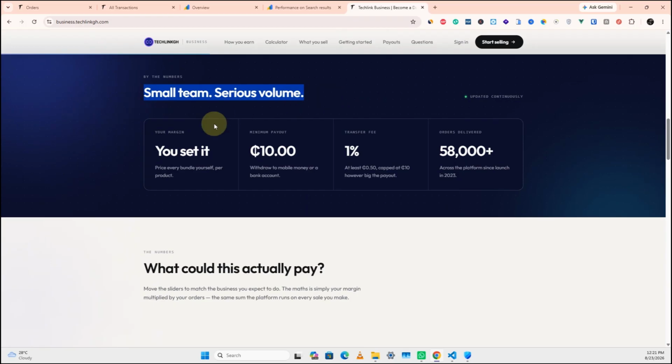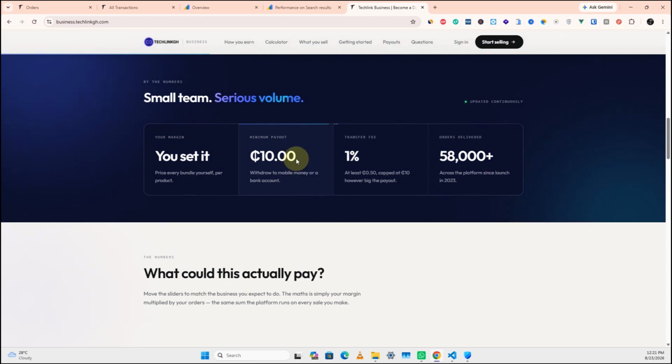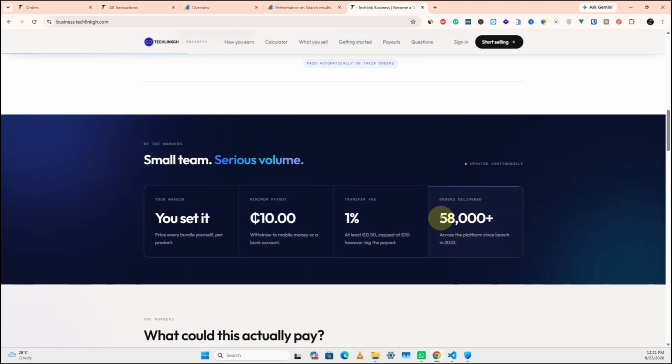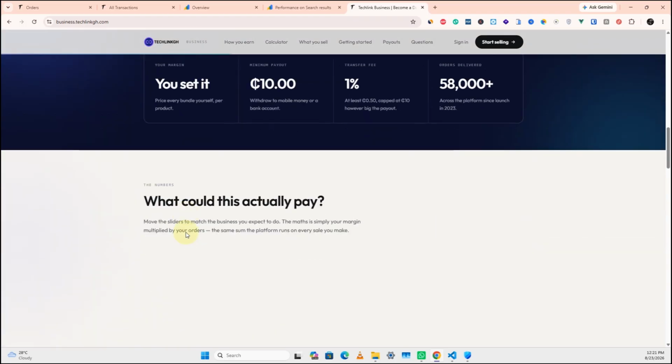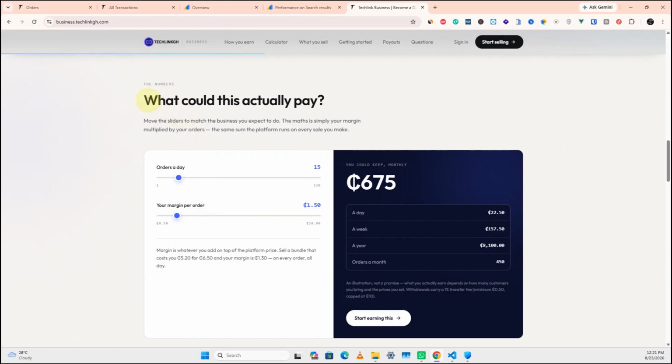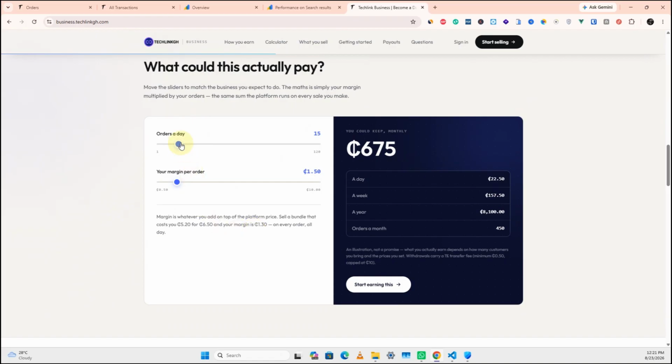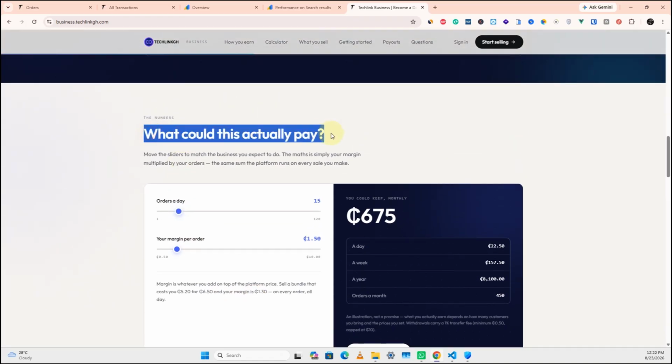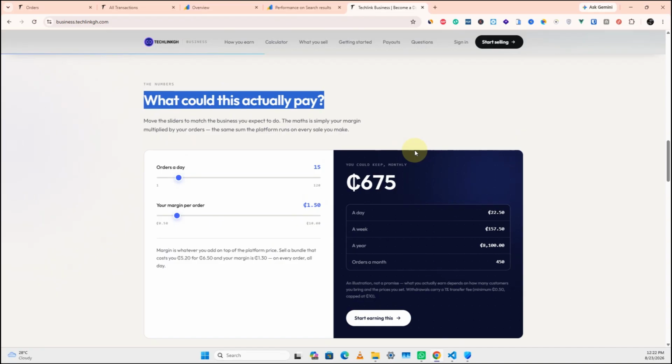So this section is our stats. Okay, it shows our track record, the orders that we have delivered since 2023, and then the transfer fee and minimum payout, right? And as for the margin, you set it yourself. Okay, so this section is a simple calculator which helps you to calculate the amount that you get to keep. So we just adjust the calculator, and then the margin that you get.